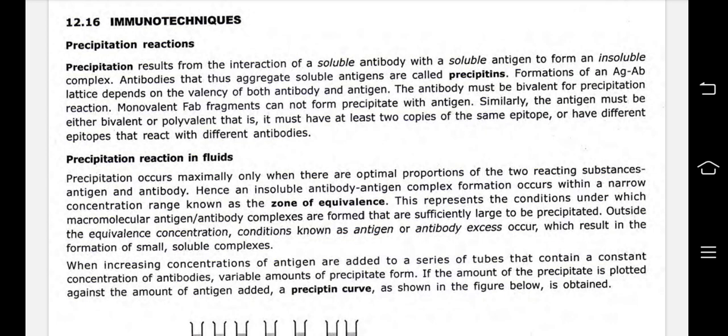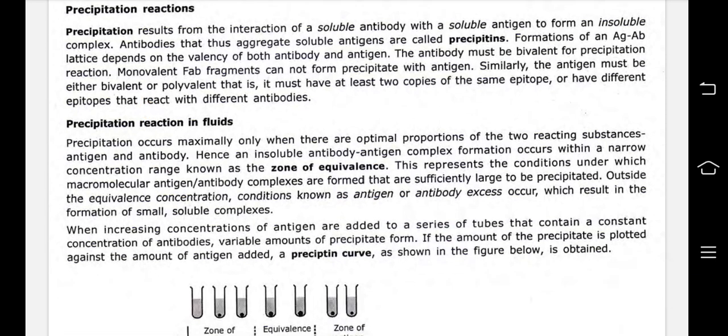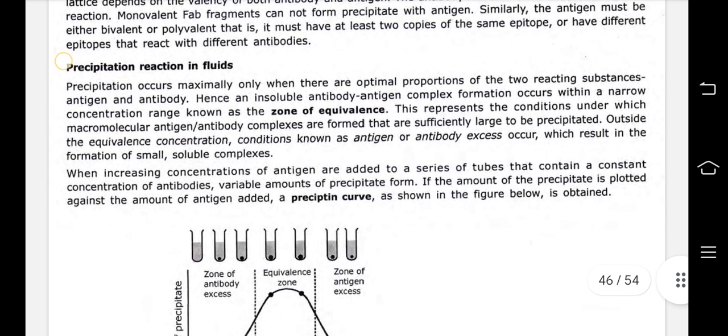And antibodies that aggregate soluble antigens are called precipitins. So formation of an antigen-antibody lattice depends on the valency of both antibody and antigen. The antibody must be bivalent for a precipitation reaction, and monovalent Fab fragments cannot form a precipitate with the antigen. Similarly, the antigen must be either bivalent or polyvalent, that is, it must have at least 2 copies of the same epitope or have different epitopes that react with different antibodies.